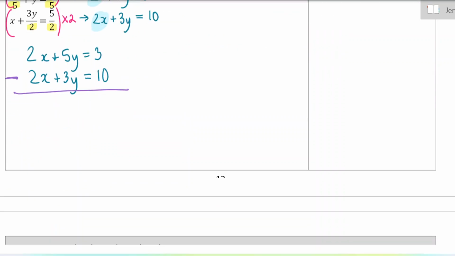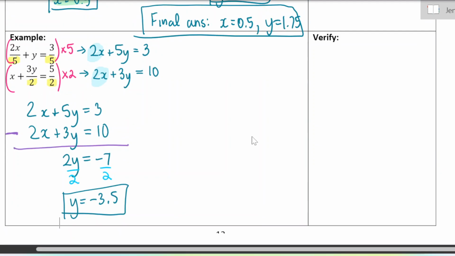So here, 2x minus 2x is 0. I'm not even going to bother writing the 0 this time. 5y minus 3y is 2y. And 3 minus 10 is negative 7. So divide by 2, and I've got my answer. And you can write this answer as a fraction, or I'm going to write it as a decimal. Y equals negative 3.5. Now we can choose either equation to solve for x.